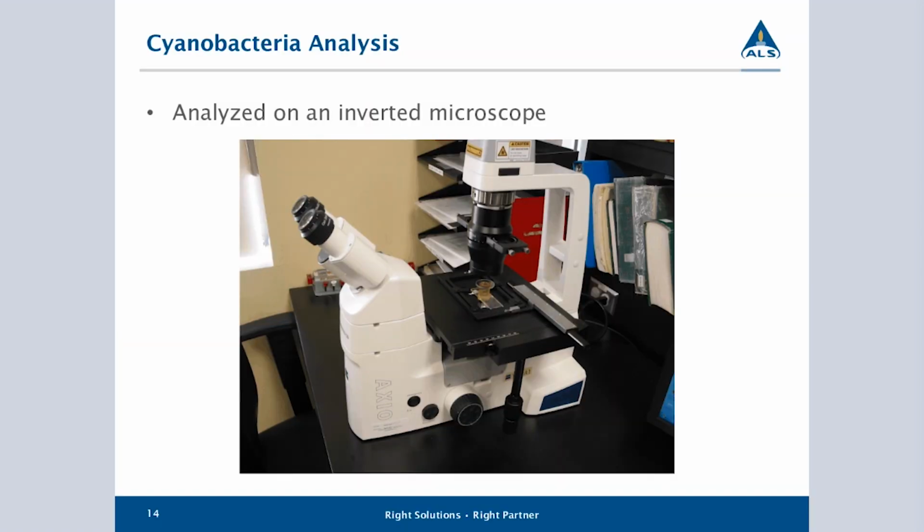Once the sample has settled in the chamber, we use an inverted microscope to examine the cyanobacteria. An inverted microscope differs from a traditional microscope in that it has the objectives underneath. It allows you to look up at the bottom of the chamber where the cyanobacteria is settled.